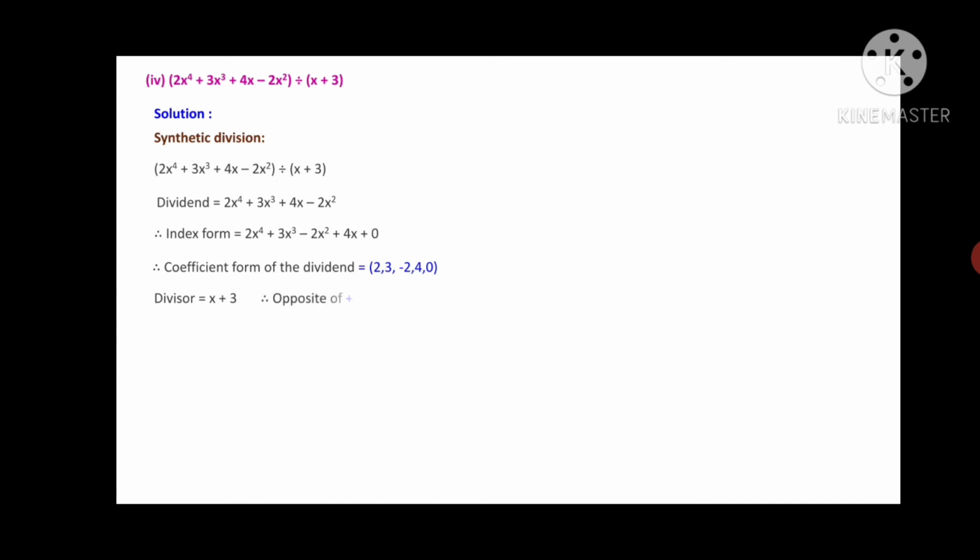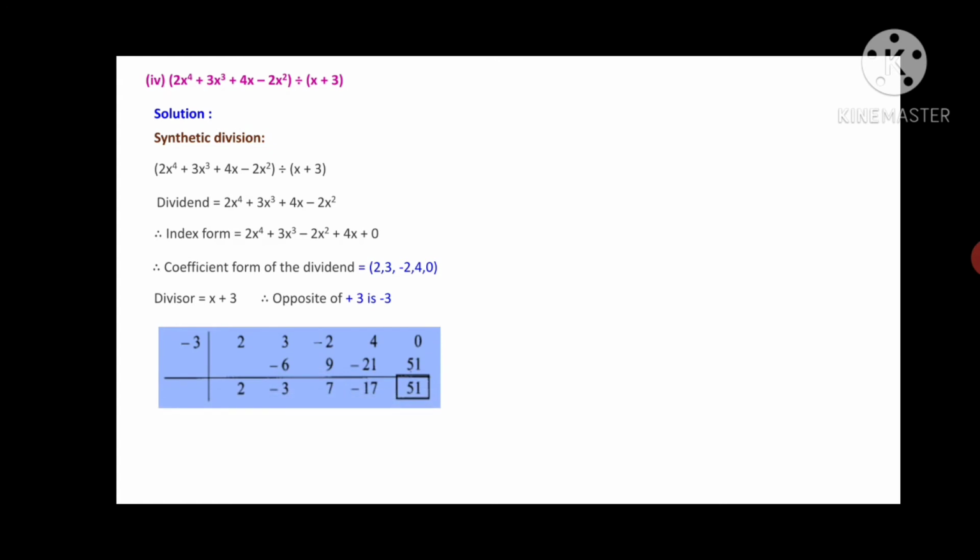So the divisor is x plus 3. Therefore the opposite of this plus 3 will be minus 3. So we can prepare a table for this division, in which in the first row you are going to write the coefficients of this dividend 2, 3, minus 2, 4 and 0. And to the leftmost we are writing minus 3. 2 comes as it is. 2 times 3 is 6, that is minus 6. 3 minus 6, that will be minus 3. Minus 3 into minus 3 is 9.